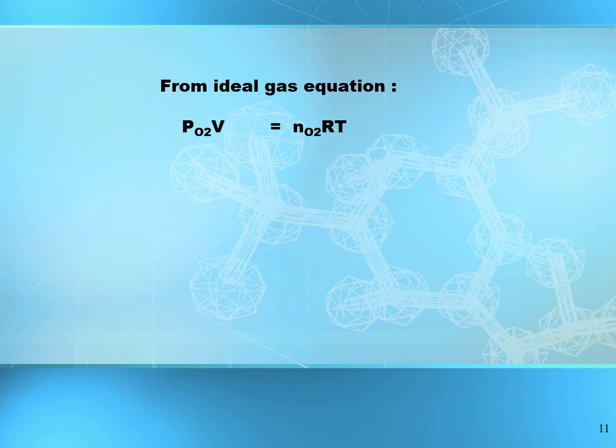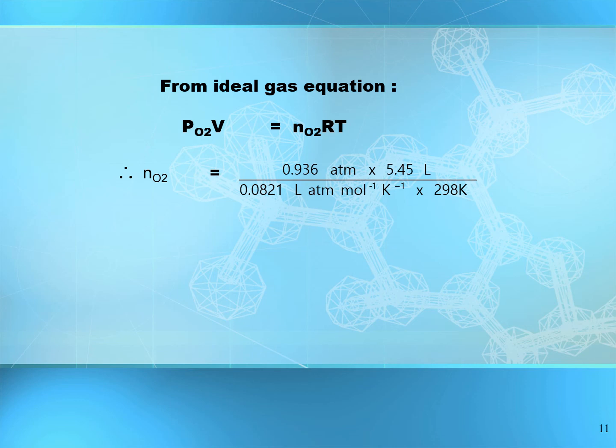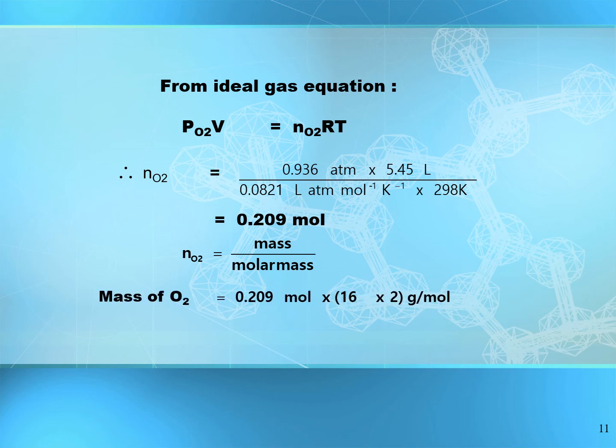From the ideal gas equation, PV equals nRT, the number of moles of oxygen can also be obtained. And then, from the number of moles, we can also determine the mass of oxygen by applying the formula of mass divided by its molar mass.